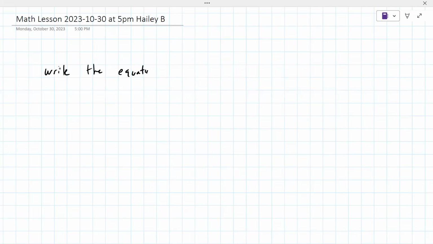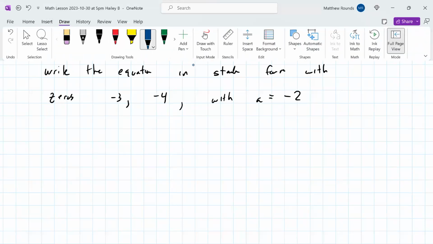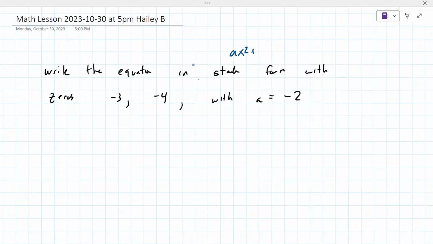Write the equation in standard form with zeros -3, -4, with a equals -2. Okay, so we're looking for standard form. Standard form is ax squared plus bx plus c, but they're giving you the zeros, which means you should use a slightly different form for that.